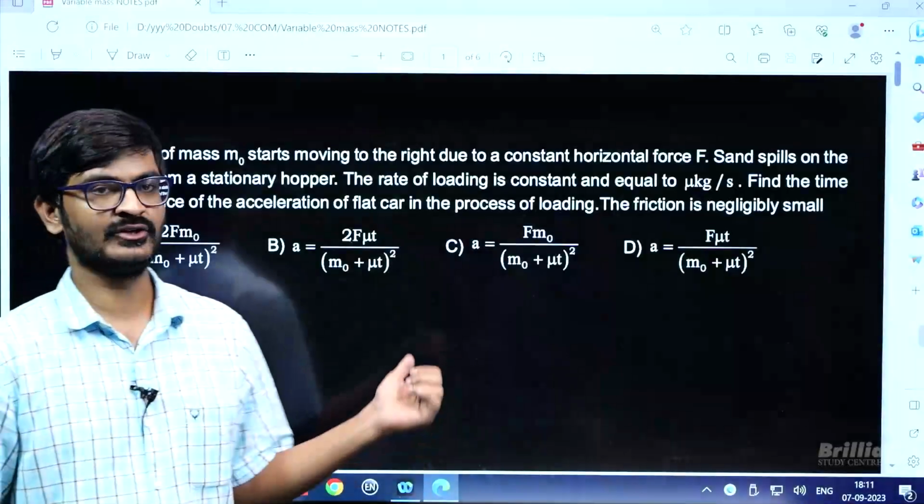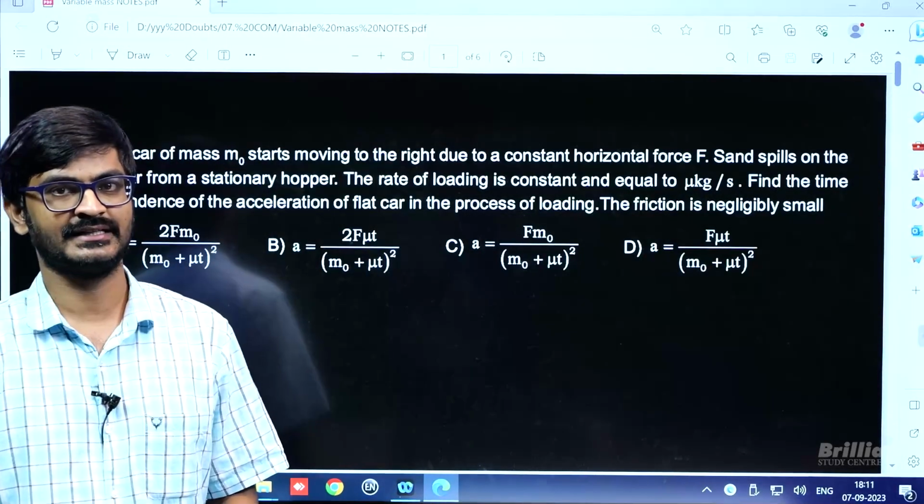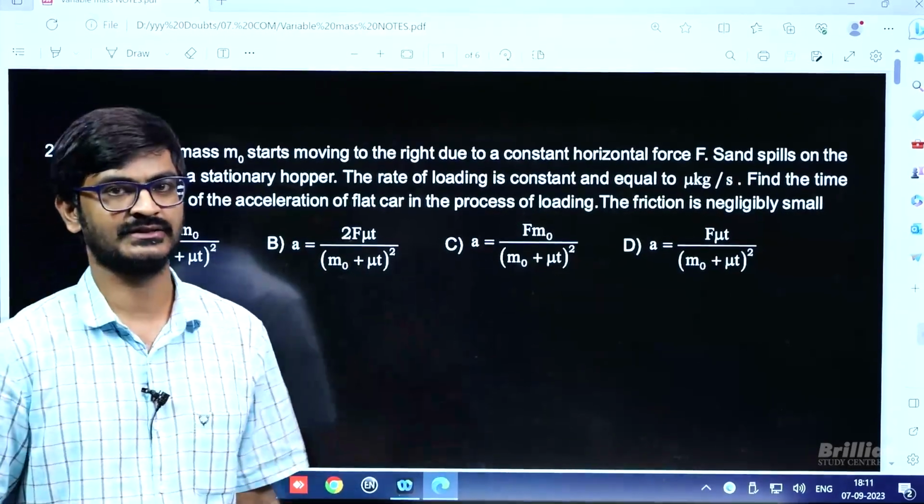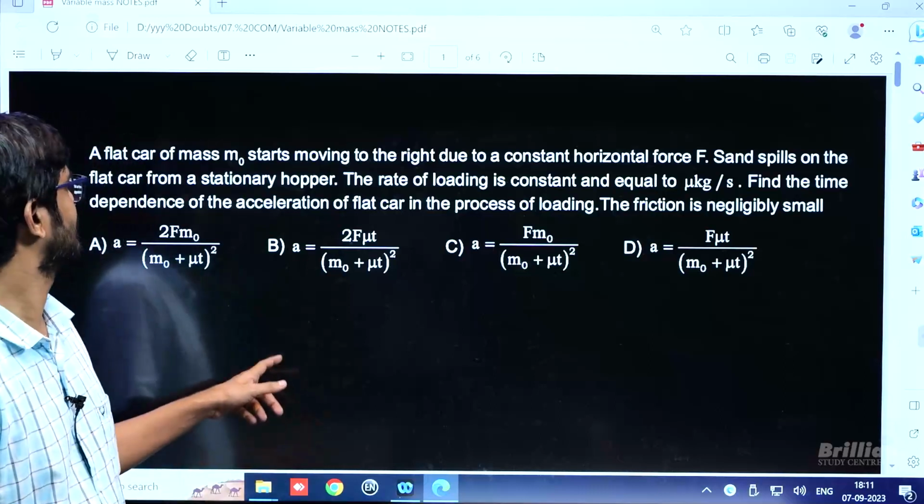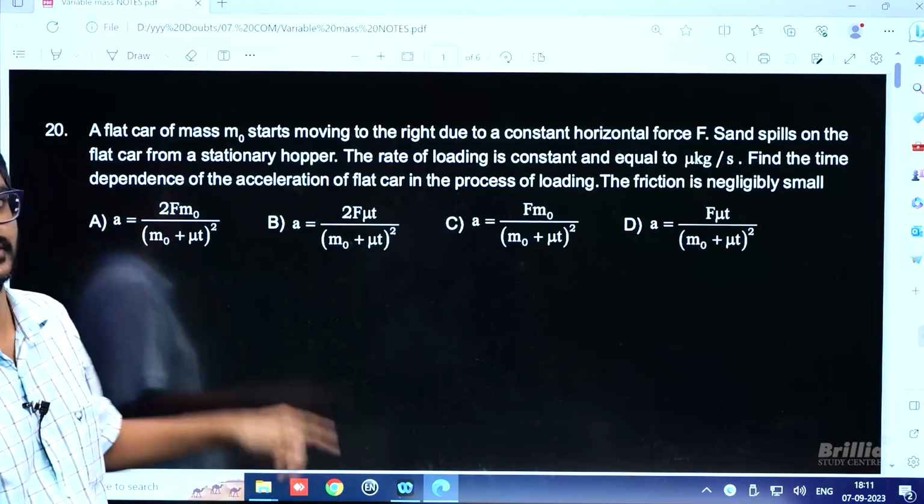Hi kids, we'll be going with these 3 questions from your package, like variable mass questions, like rocket based questions. We'll see the first question, that is the 20th question from your package.